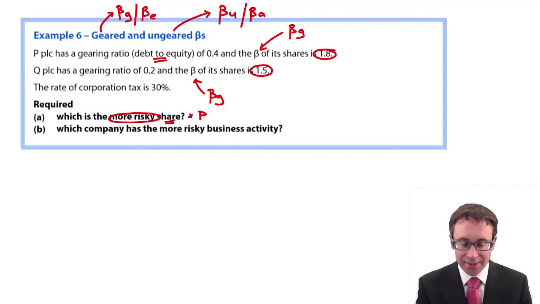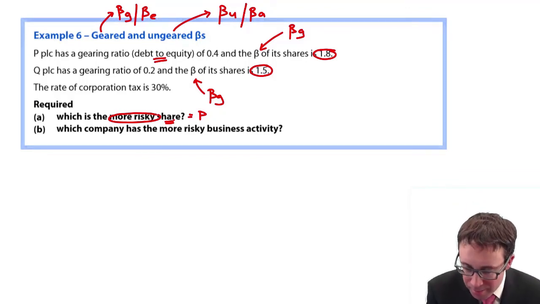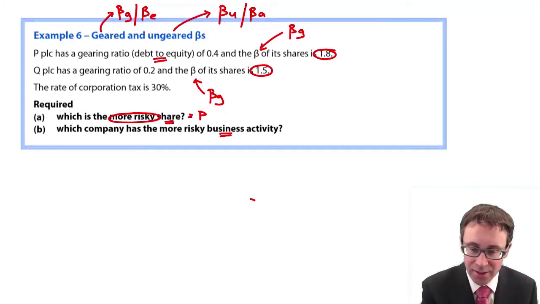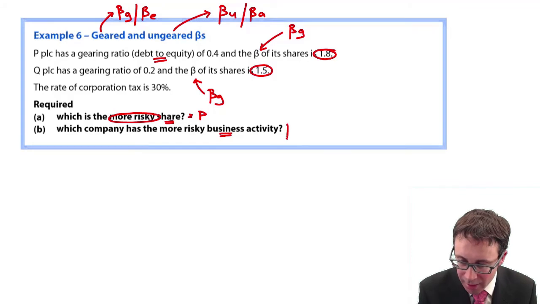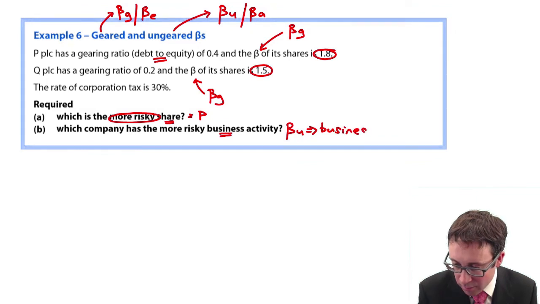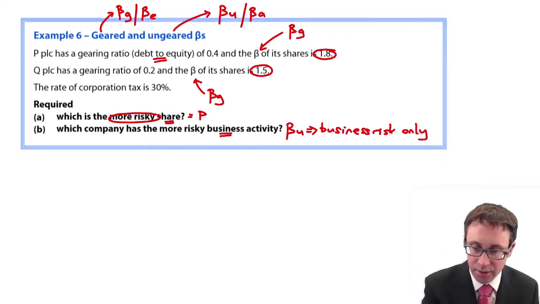It then asks which company has the more risky business activity. So the risk in the business activity is reflected by looking at the ungeared beta, because that reflects the business risk only.